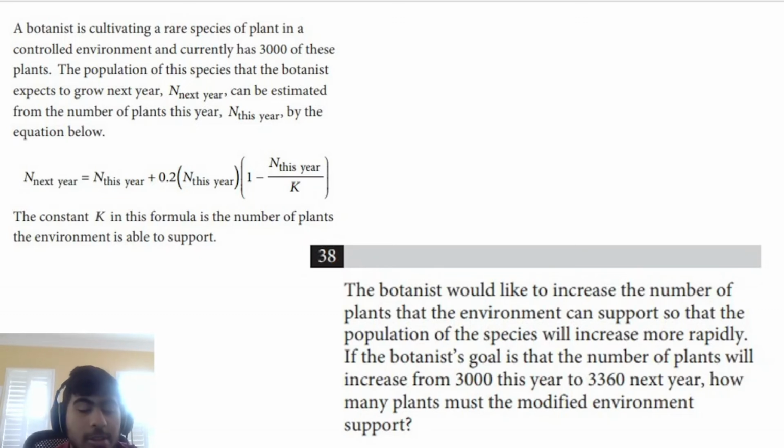We have the same prompt, the same formula as above, but we're told that the number of plants will increase from 3,000 this year to 3,360 next year. They want an increase of 360. Well, they're asking us how many plants can the modified environment support? So what is K?